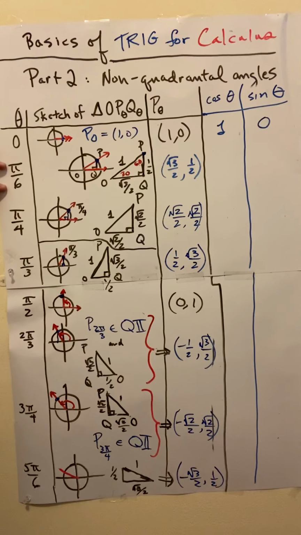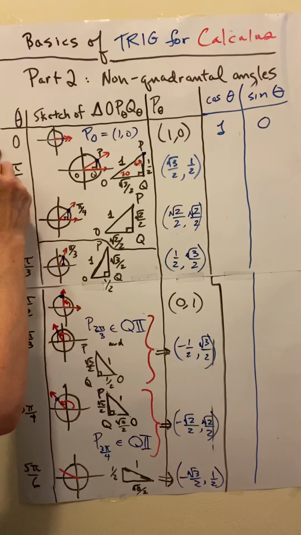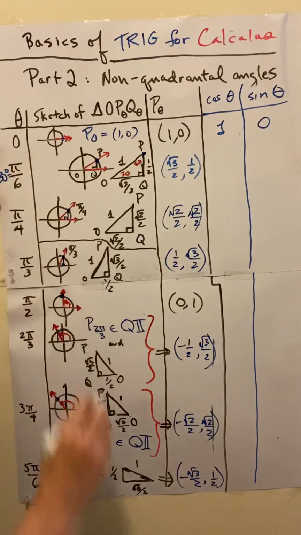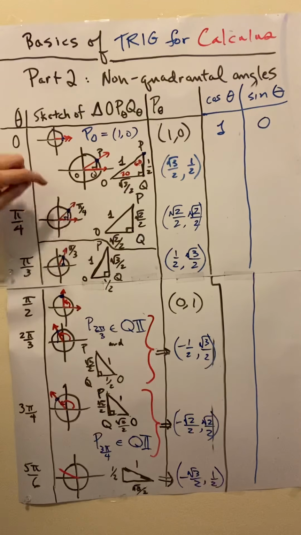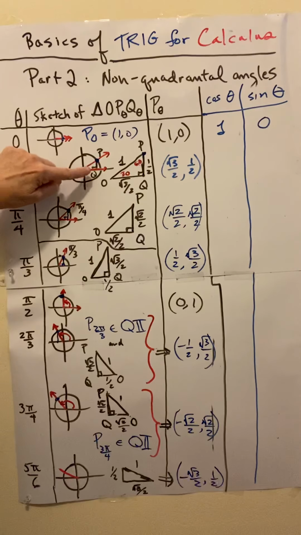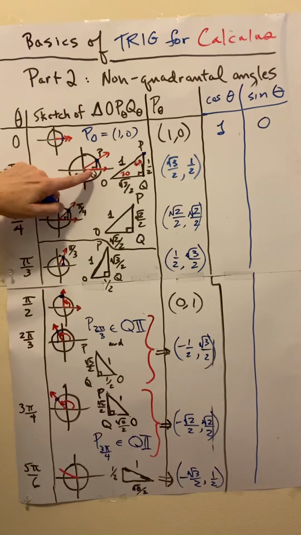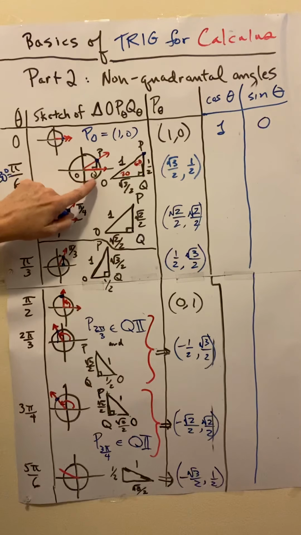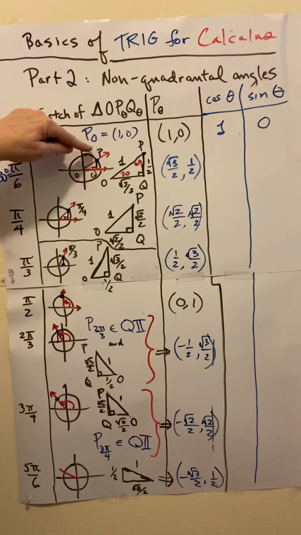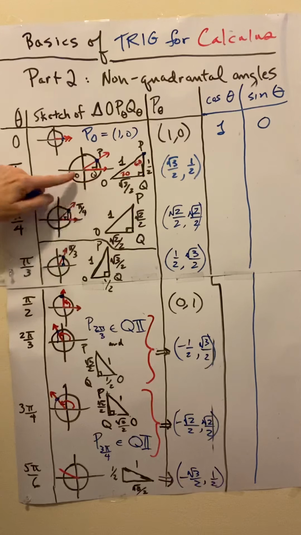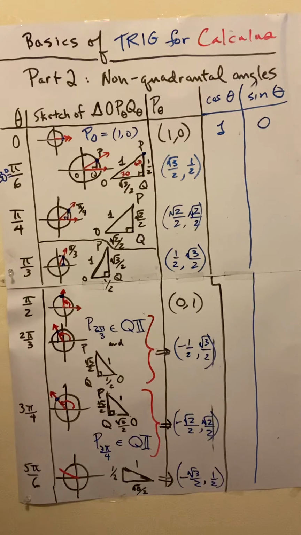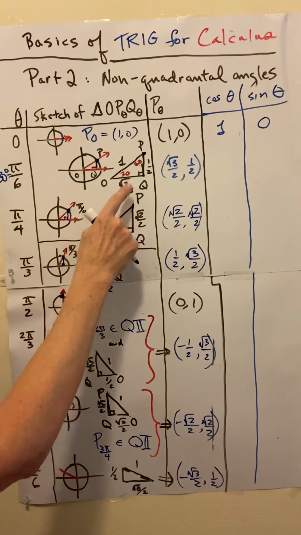Now, for pi over 6, which is the same thing as 30 degrees. If we put theta in standard position, 30 degrees, P sub theta is intercepting the unit circle right there. Now if I drop a perpendicular from there down to the x-axis, I'm going to call that point Q. So this was P sub pi over 6, there's Q sub pi over 6, there's O, which is taking the role of the origin. Let me enlarge that picture here so I can see the lengths of the sides.